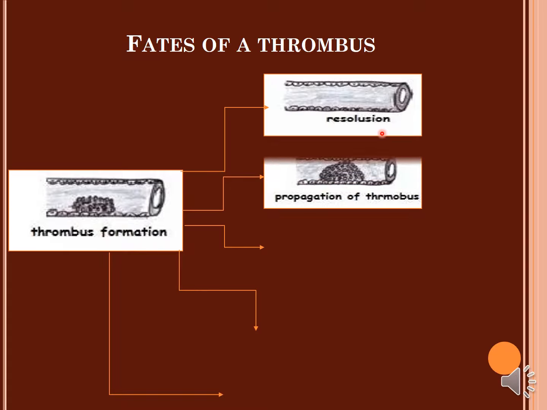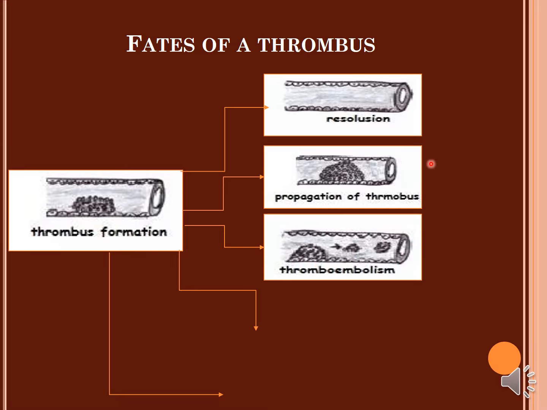The second fate is propagation of the thrombus. We mean by propagation enlargement of the thrombus by accumulation of additional platelets, fibrin, and red blood cells. And this propagation might eventually lead to vessel obstruction. The third fate, thromboembolism. We mean by that certain thrombi, or fragments of the thrombi, can dislodge or fragment, and the fragments are transported elsewhere in the vasculature. This will be the subject of our upcoming lecture.